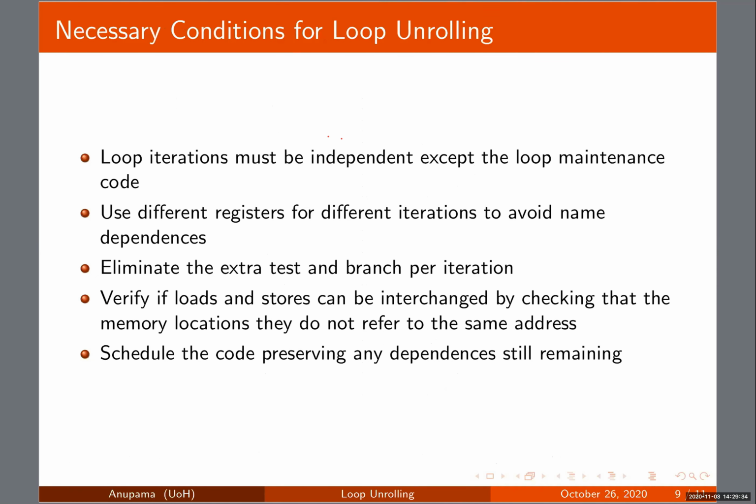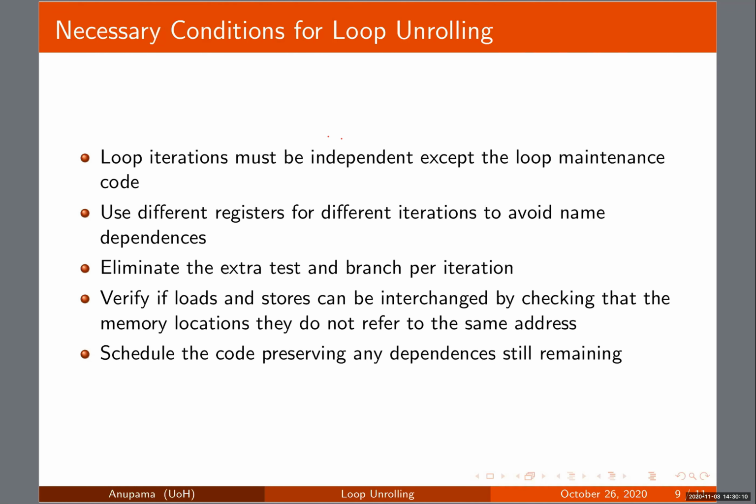Okay, so to do this loop unrolling, we need to satisfy certain conditions. So the loop iterations must be independent. You can't have the value of one iteration dependent on the value generated in the previous iteration. If that is the case, there is a data dependence, the RAW hazard comes into the picture, and you will not be able to eliminate too many stalls. But if they are independent, you will be able to do the loop unrolling.